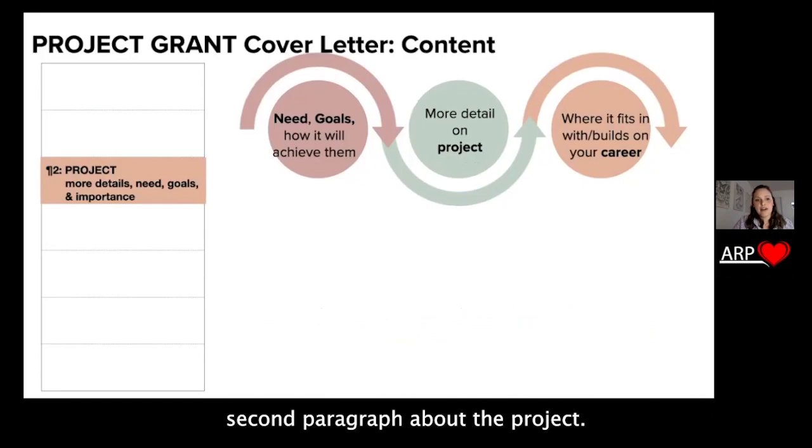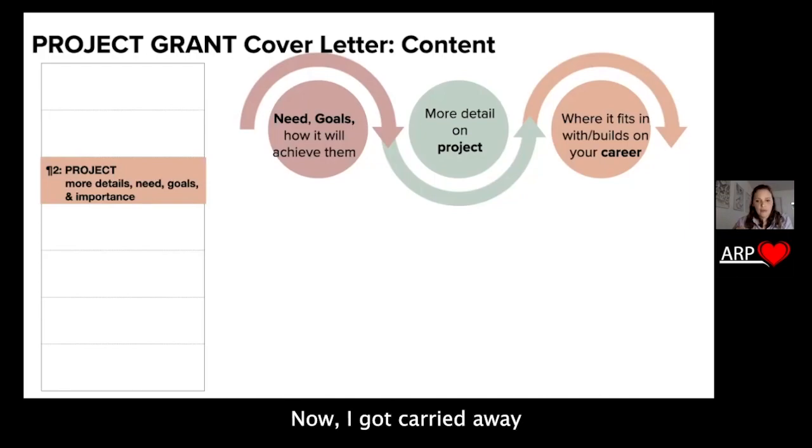All right, second paragraph about the project. First, you're going to outline why it's needed, so sort of summarizing your statement of need, if you've got one of those in your proposal. Then your goals for the project, and then how the project will achieve those goals. You're going to provide some hard details about the project. So what actually happens? All you've said so far is that it's a music program, but tell us more about what's actually going to happen in those programs. And then you might say where it fits in and builds on your career, if you have the space.